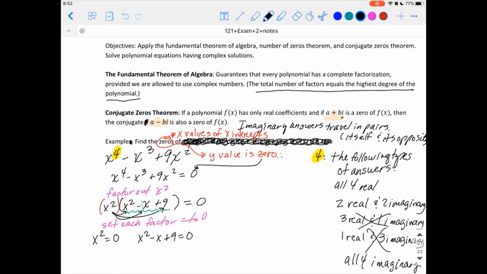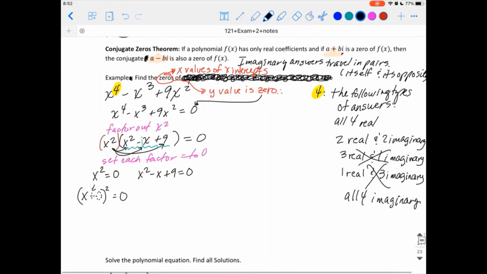If you notice, this right here I can actually write as x plus 0, or minus 0 for that matter, quantity squared is equal to 0. And this one, the opposite, I can say x plus 0 is equal to 0. So technically x is equal to 0. Because of this, that's horrible. Sorry.